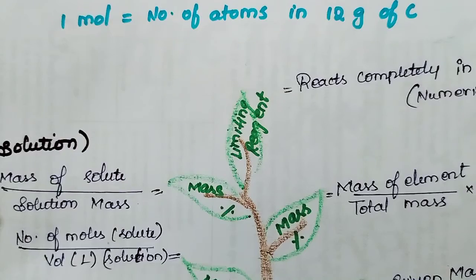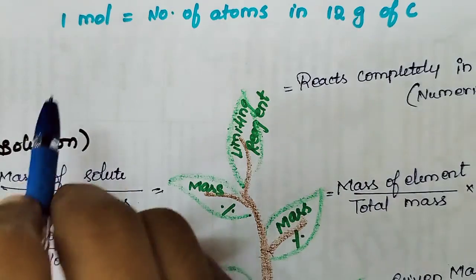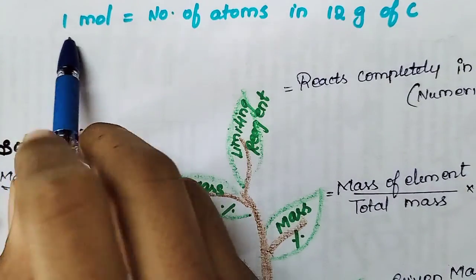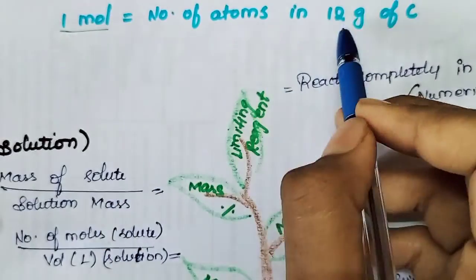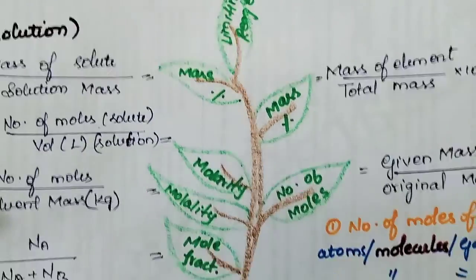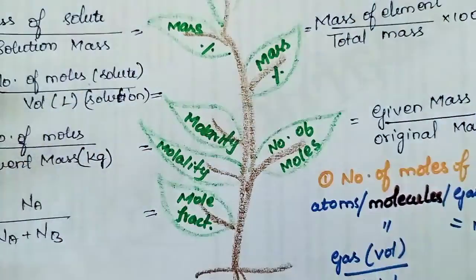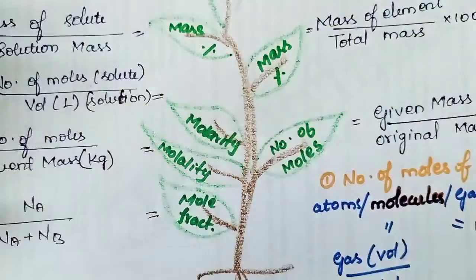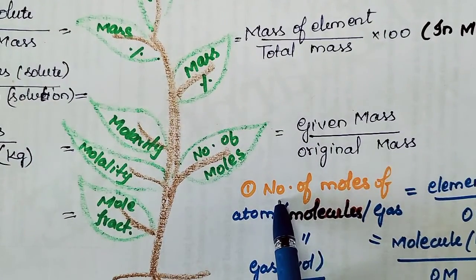Finished. Now we have entered into the next topic, that is the mole concept. One mole is the number of atoms in 12 gram of carbon atom. So now we will know the formulas. This is a growing plant. Now the seed has germinated into a growing plant. So the first formula is number of moles.